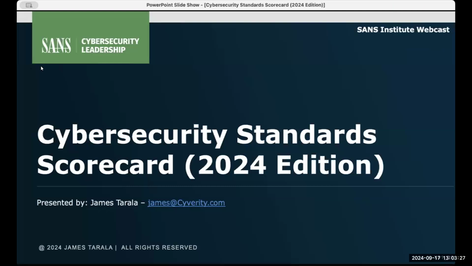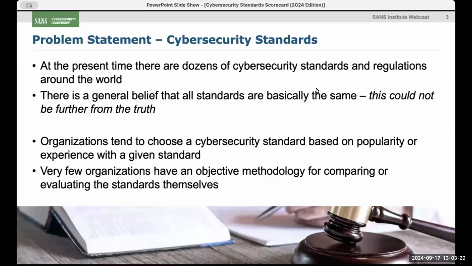All right, so that being said, if we look at the state of the world today, and we want to understand what's out there as it relates to cybersecurity standards, there are literally dozens, if not low hundreds, of cybersecurity standards and regulations around the world that we could potentially address. And I've heard this statement over and over again from organizations: it really just doesn't matter which of these we pick, because they all basically do the same thing. As long as you pick one, you're probably fine, and it probably addresses everything you need to address.